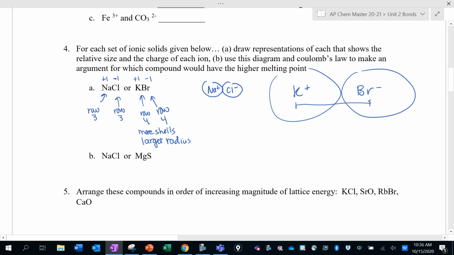So they have the same charges, but if you look at the distance between them, potassium bromide has a greater distance, so it's going to be less attracted. So that means sodium chloride is going to have a greater attraction because it's got smaller ionic radii. So sodium chloride is going to have a higher melting point because we have the same ion charges as KBr, but we have a smaller ionic radii.